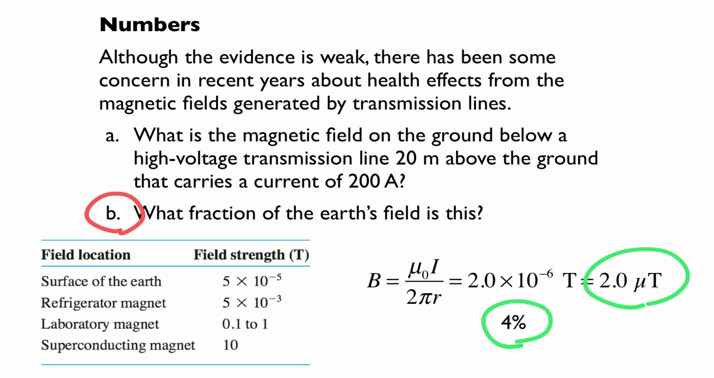And my assessment is this: I haven't seen a lot about this. And it says here, although the evidence is weak, there's been some concern. So it's not saying it's a huge deal. And so I'm expecting the field to be relatively small in this result, given the overall tone of the passage. And so my assessment is, I expect a small result. That is, in fact, what I see. And so that gives me confidence in my calculation.